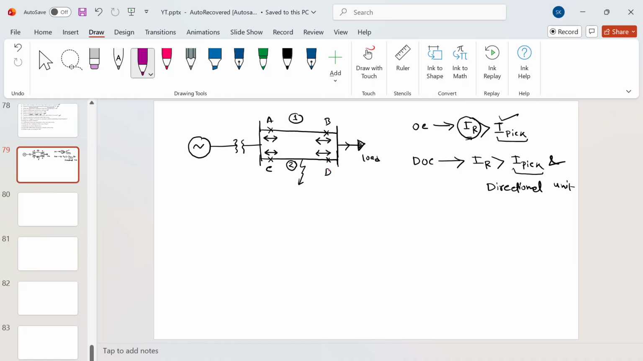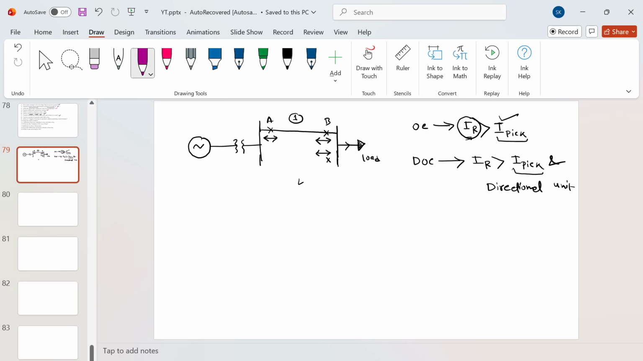So this section is gone. At the same time, the current magnitude is high, and the current flowing through this relay coil is also more than the pickup current. So this C relay will also send the trip signal to the circuit breaker. So your entire line 2 will simply be disconnected.